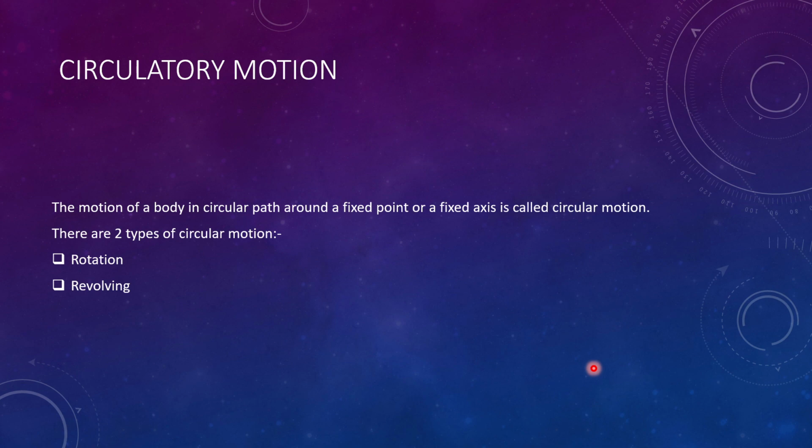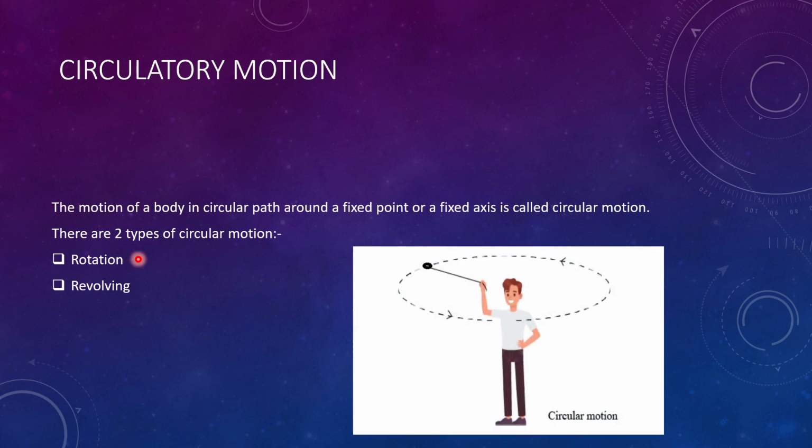Rotating means the earth rotates around its axis. And what does revolving mean? Revolving means if a body moves around a fixed point by changing its position, it is said to have undergone revolving. For example, the planets revolve around the sun. See this. This example is of revolution. Sorry, rotation. Correct me if I said wrong in the comment section.